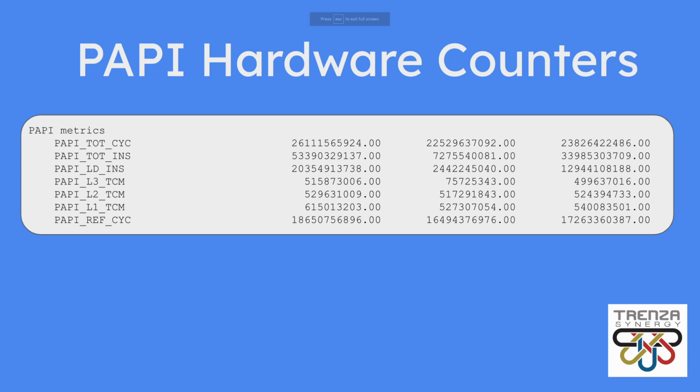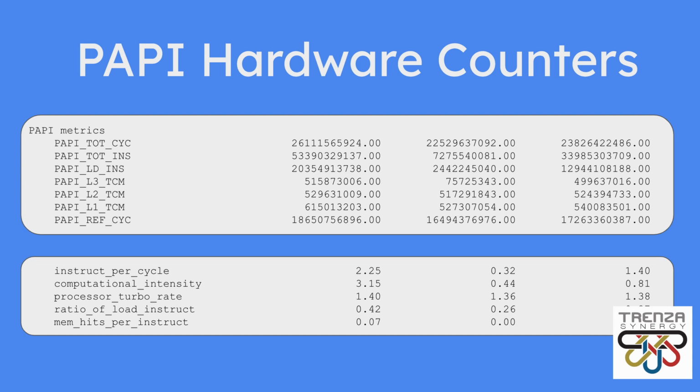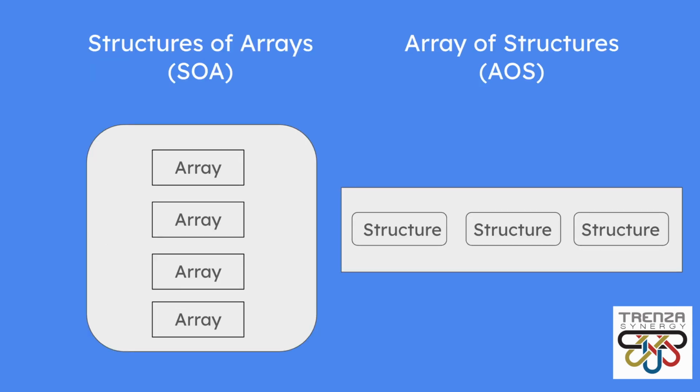Although PAPI counter values are usually large numbers difficult to interpret, a few of the derived metrics, that is, ratios of 2 counters, may be particularly useful to software developers to find performance bottlenecks in their code. Here's an example of how the survey PAPI derived metrics like instructions per cycle or computational intensity can be useful. As you may know, using structures of arrays, that is SOA, instead of array of structures, that is AOS, is often better for contiguous memory access and vectorization.